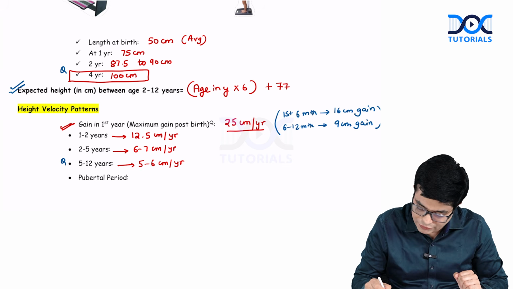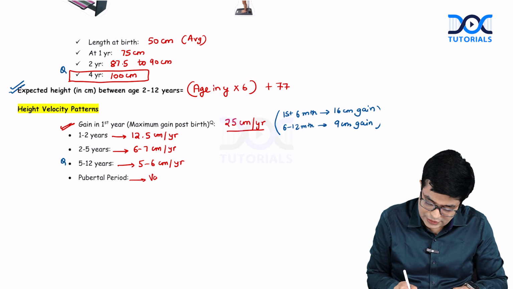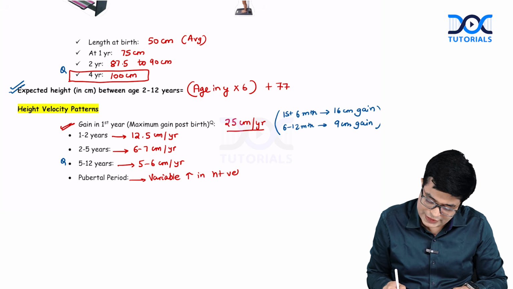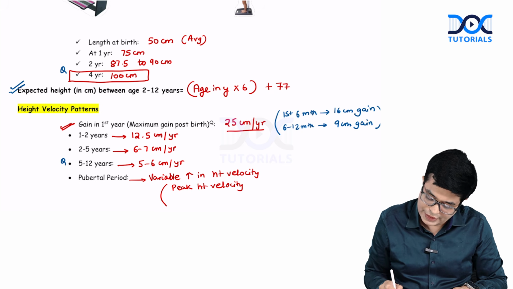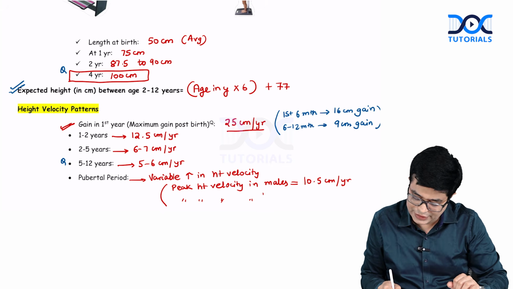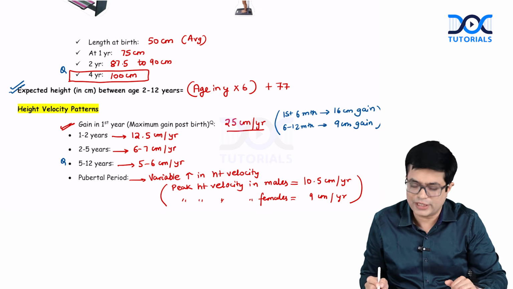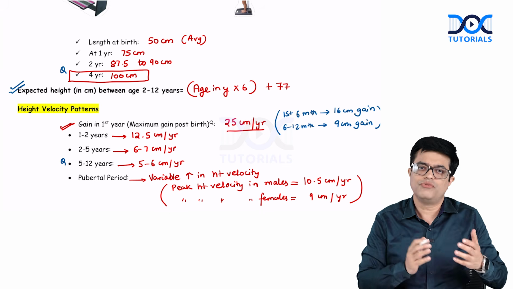And then when puberty comes, we know that the pubertal growth spurt happens. So in the pubertal period, there will be a variable increase in the height velocity. When we say variable increase in height velocity, you will remember that peak height velocity, also called peak growth spurt, in males will be 10.5 centimeters per year. This is the maximum which will happen, that is called the peak. And peak height velocity in females will be 9 centimeters per year. And that is why males tend to have a greater height in general compared to females.